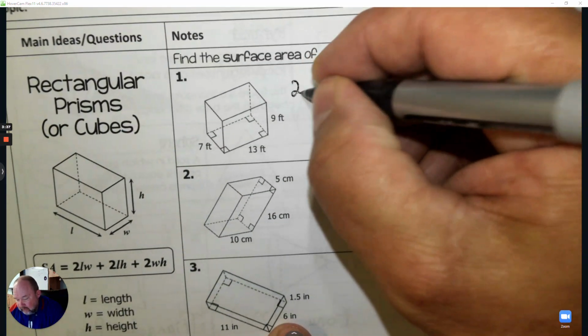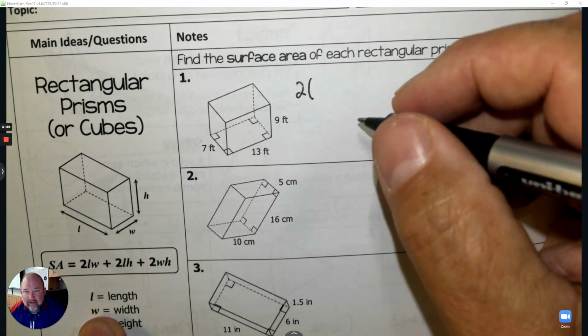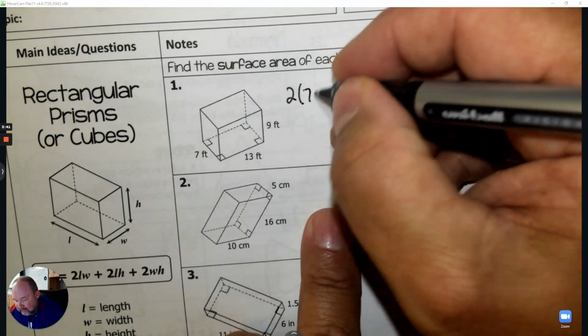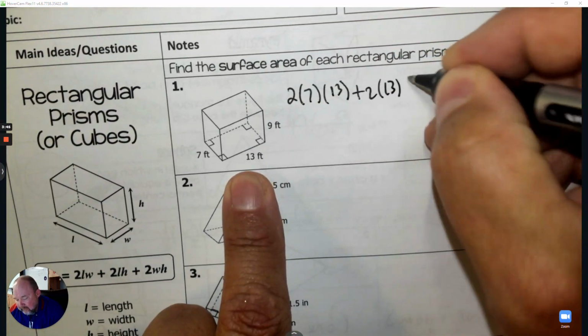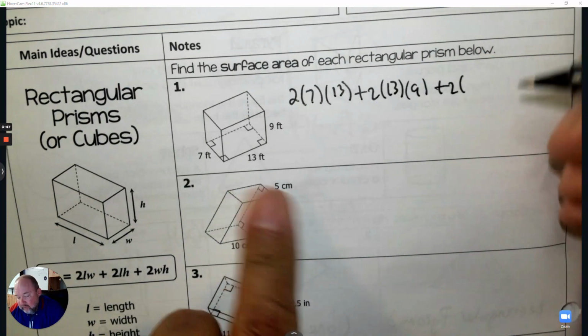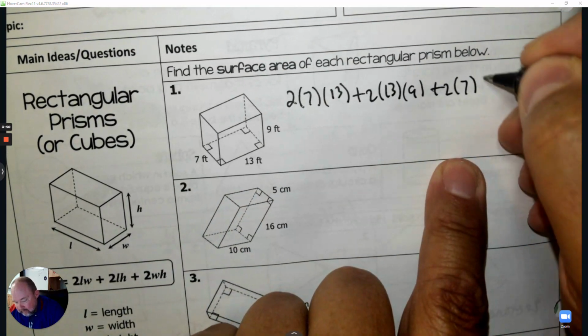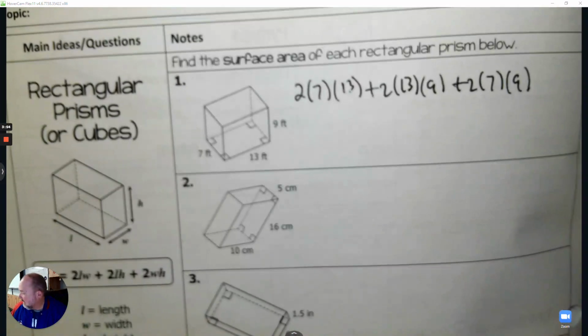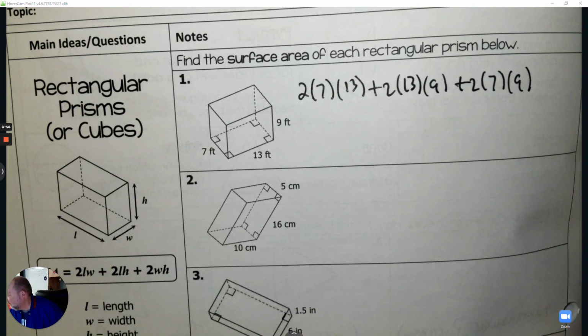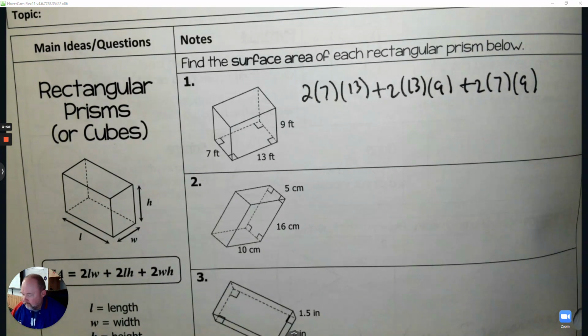So we're going to go 2 times, and then we have the length and the width. So 2 times 7 times 13. We have 2 times 13 times 9, and then 2 times 7 times 9. And then put it in your calculator and add it up. Where's my calculator? Let's see. Can you do it faster than me?